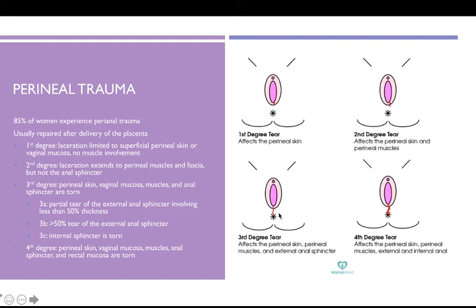In the third degree tear, you get a tear affecting the skin, perineal muscles, and the anal sphincter is also torn. You can subdivide that into a partial tear of the external anal sphincter involving less than 50% or more than 50% of the external sphincter. And then in 3C, the internal sphincter is also torn. In fourth degree, you get the perineal skin affected, perineal muscles, external and internal anal sphincter, and also the rectal mucosa is torn. So it's different degrees of tears.